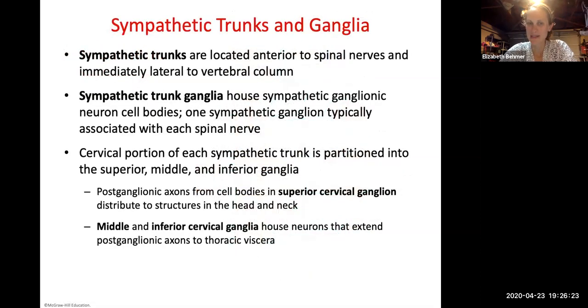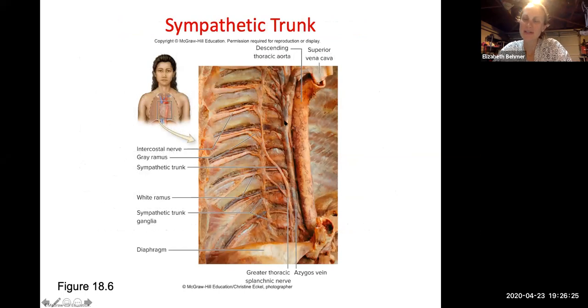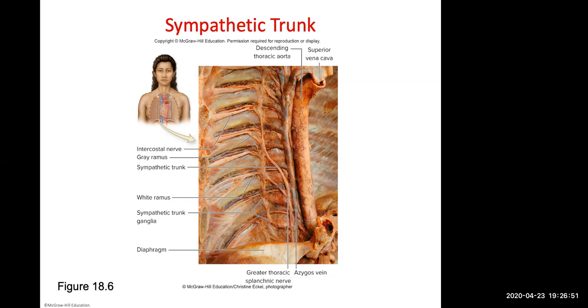Okay, I'm going to skip over this. Here you can also see the sympathetic trunk ganglia. Here is your superior vena cava, descending thoracic aorta. You can't really see the spinal cord very well, but you can see the sympathetic trunk located in the back of the body. So that houses your sympathetic cell bodies, excuse me.